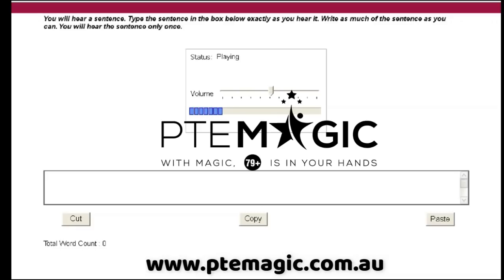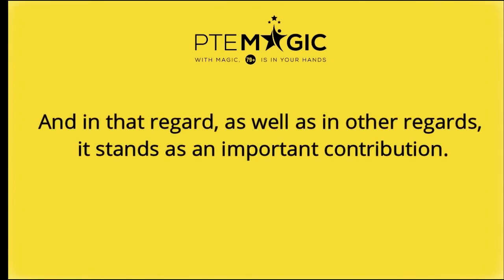And in that regard, as well as in other regards, it stands as an important contribution.